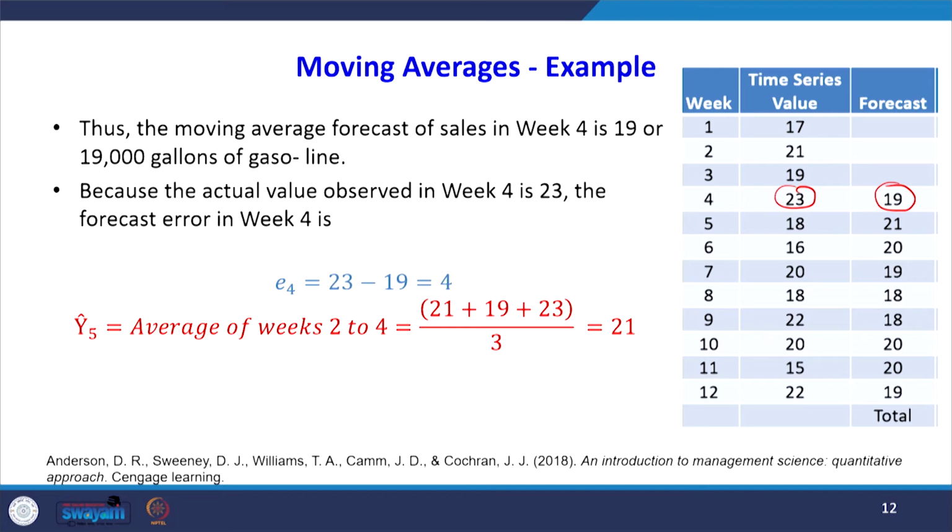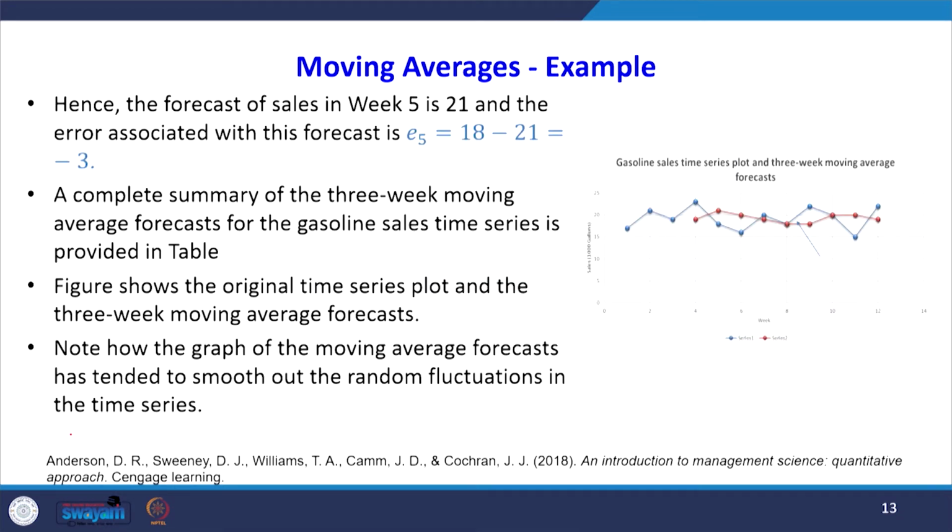Similarly, if I want to forecast for the 5th week, the last 3 are 21, 29, 23, divided by 3, that will provide 21. So, this 21 is the week 5 forecast. Hence, the forecast of sales in week 5 is 21 and the error associated with this forecast is actual minus predicted, 18 minus 21, that is minus 3.